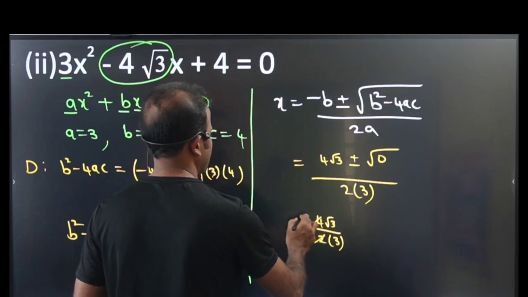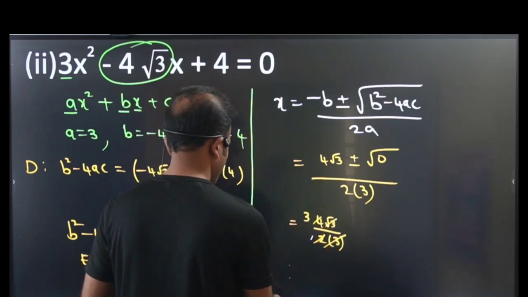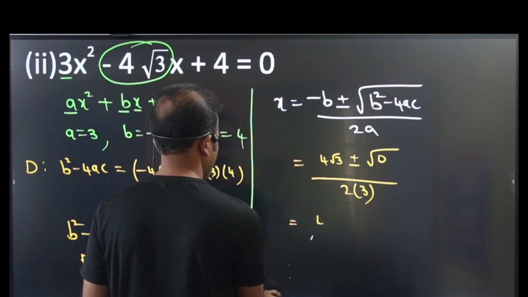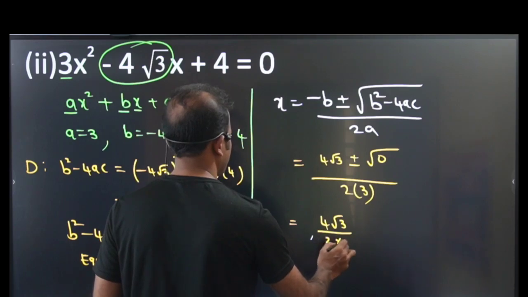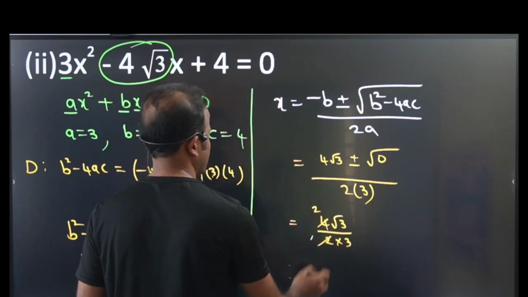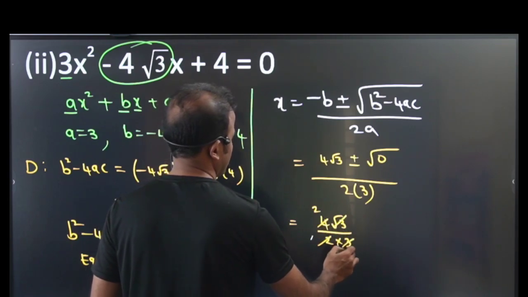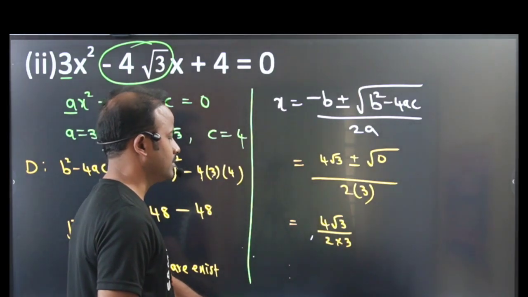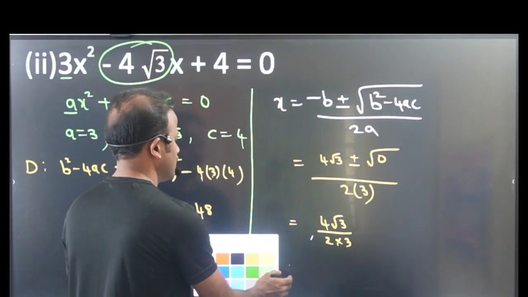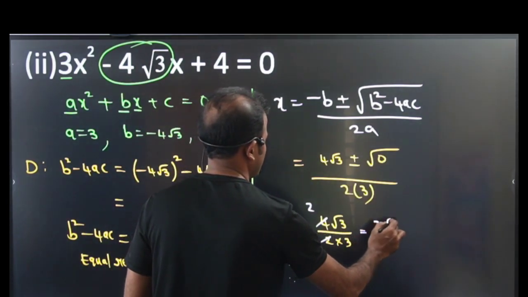So 2 how many times? 3 times. Okay, 4 root 3 by 2 into 3. So 2 how many times? 2 times. Here we have the root 3, and when you cut this you will get root 3. Are you able to understand this? Now you see here, 2 how many times? 2 times. Let us write this 2 root 3.